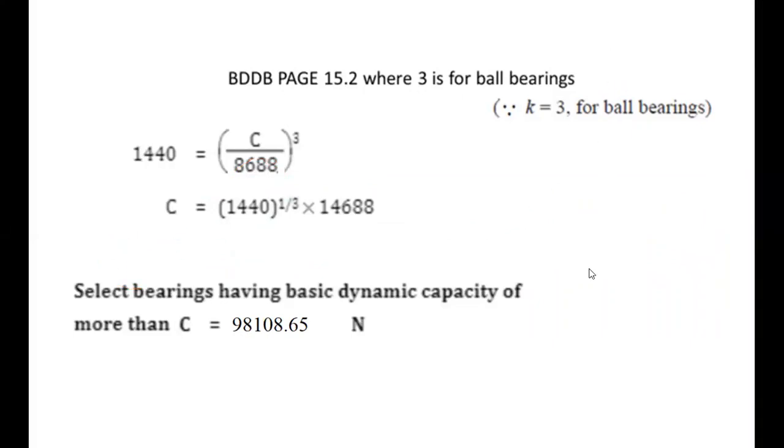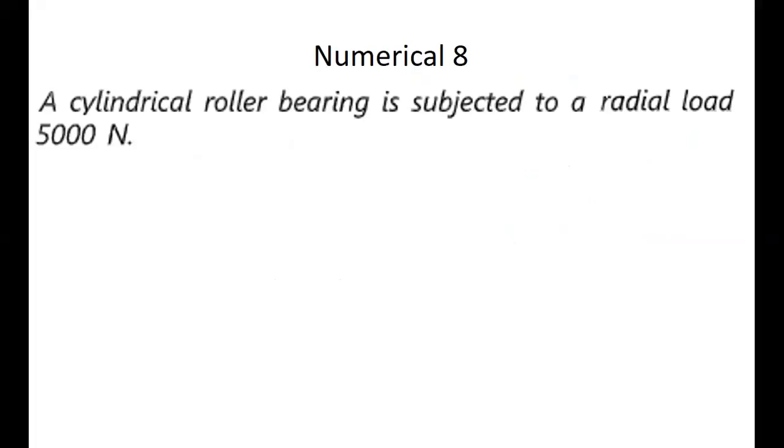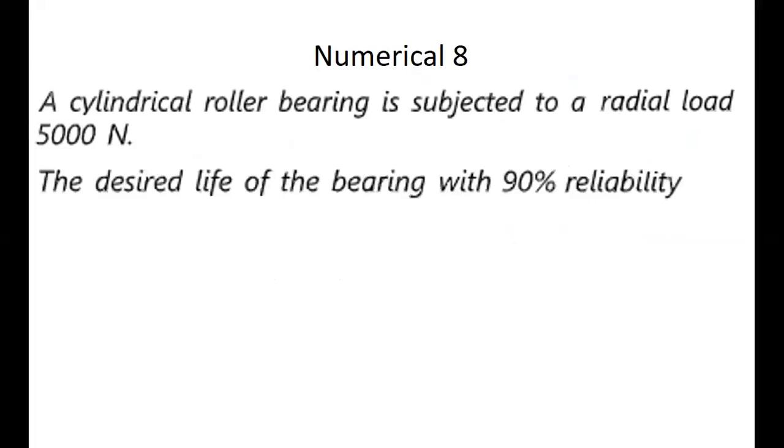Let's move on to another numerical. Roller bearing. See, now this numerical is on roller bearing. Subjected to radial load, FR. Radial load is given 5000 Newton. Desired life at 90% reliability, L10. 90% reliability means L10. And since it is given in hours, so L10H. Right? So L10H is given as 15,000 hours.